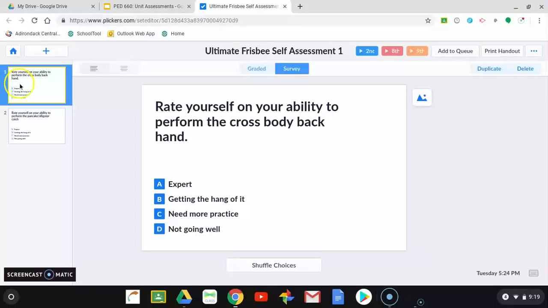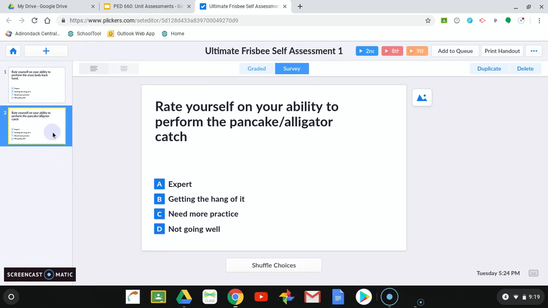So this is what I would have the students rate themselves on. I've found that Plickers is really super simple, and it doesn't take a lot of class time, and the kids get the hang of it right away. It's very simple for them. So these were the two questions. All they needed to do was rate themselves.